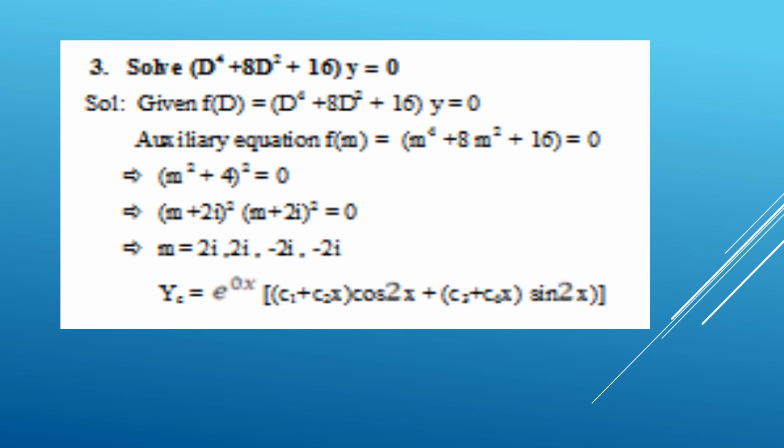yc represents the complementary function, and we write it as e power 0x into (c1 plus c2x) cos 2x. Here the 2 represents beta.